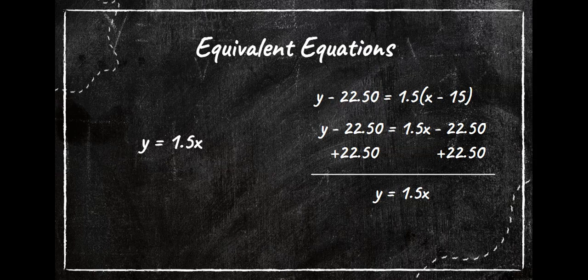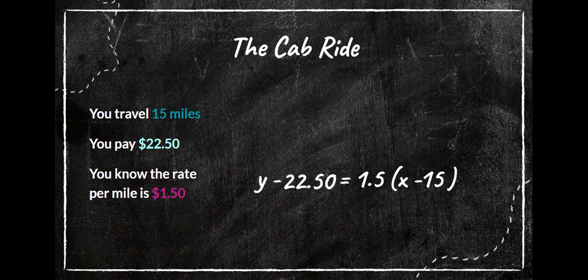By simplifying, you can see we are left with y equals 1.5x, which is equivalent to the original equation that many people wrote. So then how did we come about getting this equation in the first place? By taking the original information from the problem, we can write the point (15, 22.50). We know this point is a solution to this equation because it falls on the line, because we traveled 15 miles and had to pay $22.50.